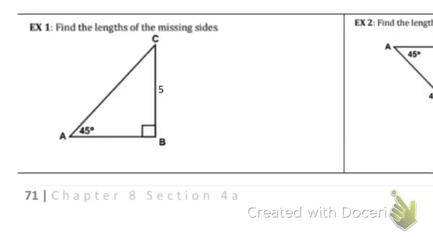When we come down here, we're supposed to find the lengths of the missing sides. I gave you one side, I gave you 45, and I gave you 90, which means this has to be 45 degrees. So this is a 45-45-90 triangle. As soon as I recognize this, I'm going to label my sides: this side S, this leg S, and this one S square root of 2.